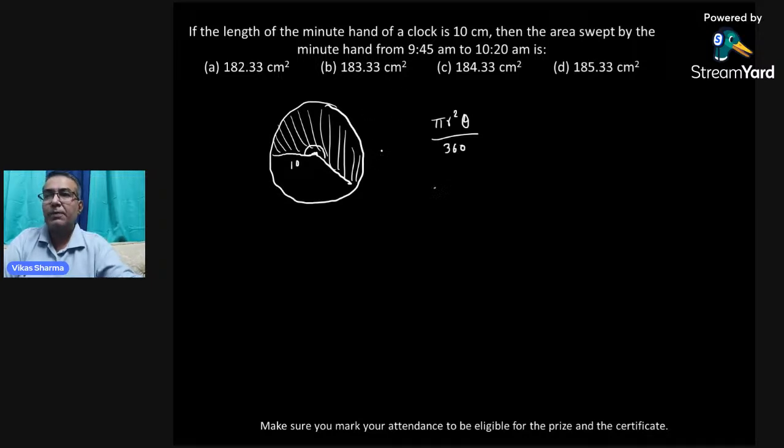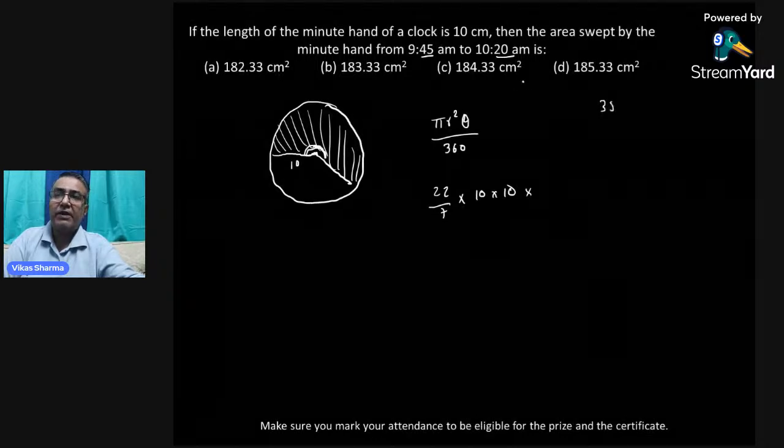Pi r square, so pi is 22 upon 7, we know that. R is given to us as 10, so 10 into 10 because it is r square. Then we are looking at this angle here, so it's a total of how many minutes? 15 minutes here plus 20 minutes here, which is 35 minutes.